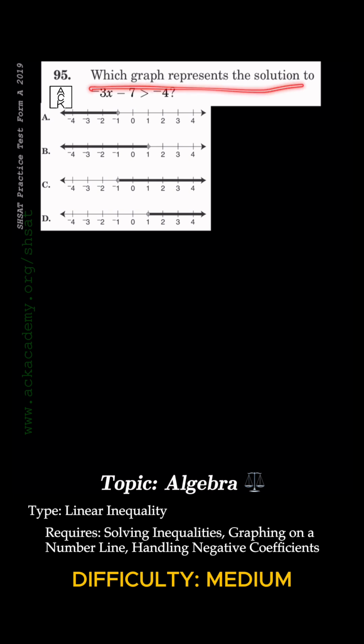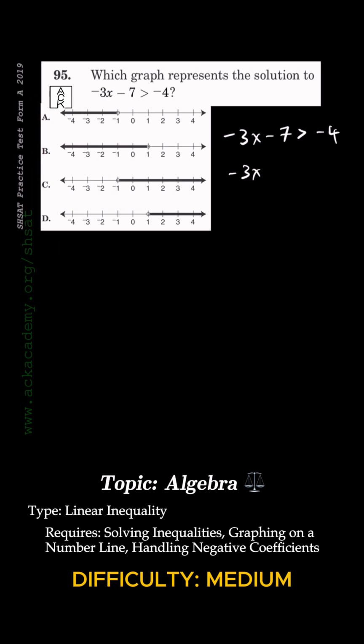Which graph represents the solution to minus 3x minus 7 greater than minus 4? The first thing I'll do is rewrite the inequality and solve for x. That will give us a representation of what it would look like on a number line.